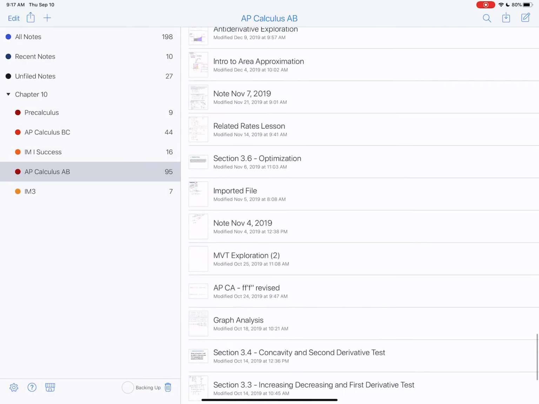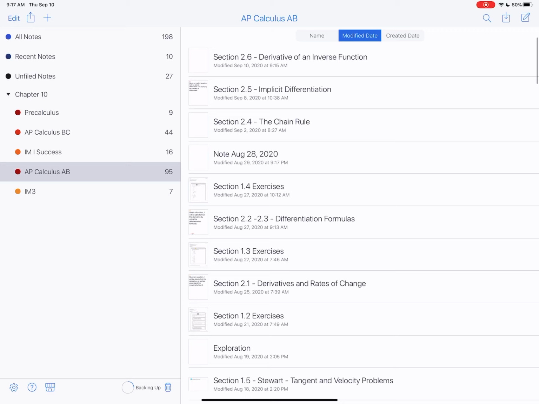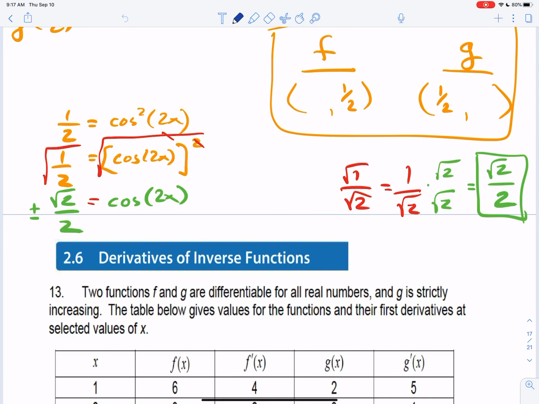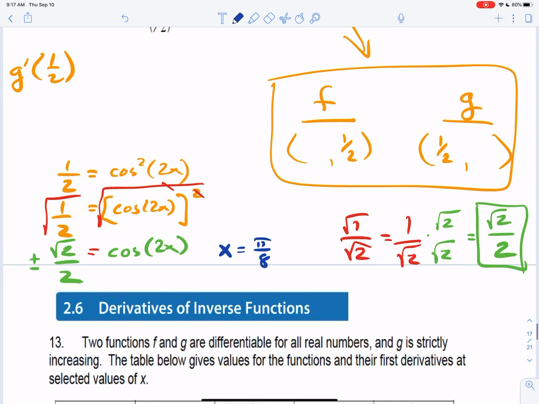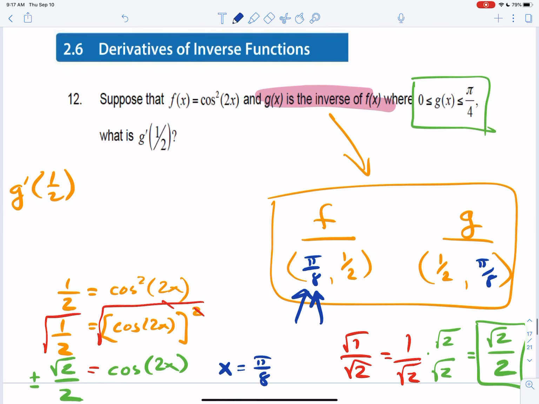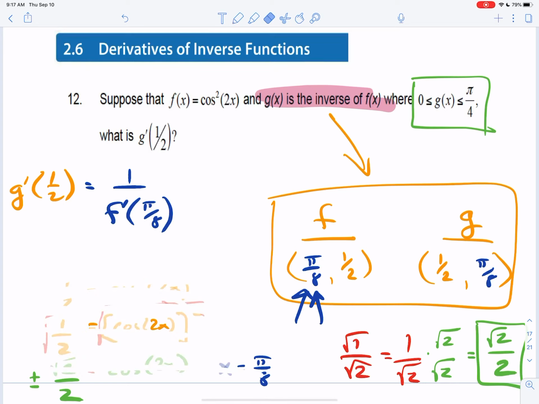Okay, so I'm going to go back. Okay, so now we know that x is pi over 8. We did all that to figure this out right here. All right, so g prime of 1/2 is going to be 1 over f prime of pi over 8. All right, now here I'm going to move pretty quickly because I'm running out of time. My kids are about to wake up.